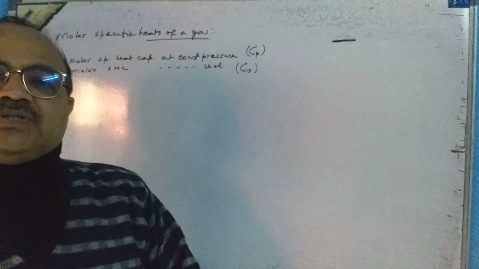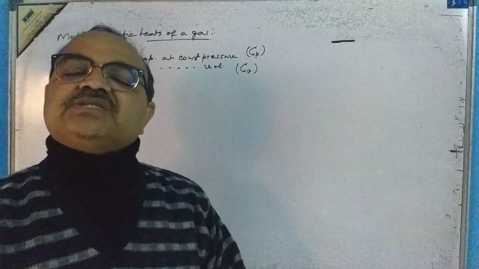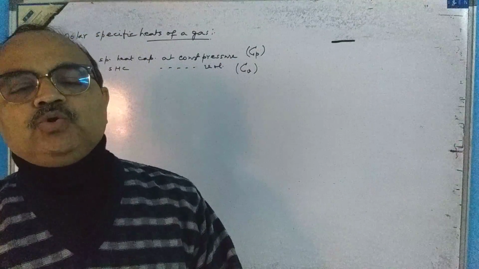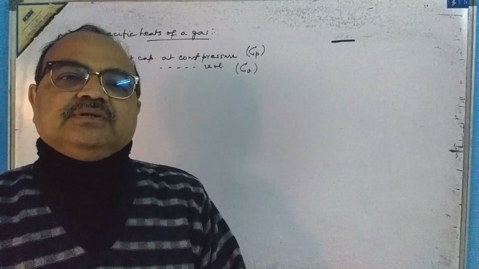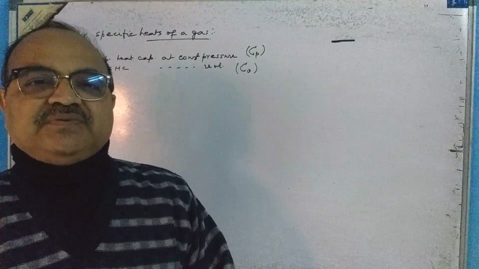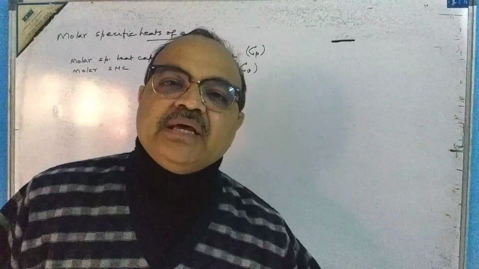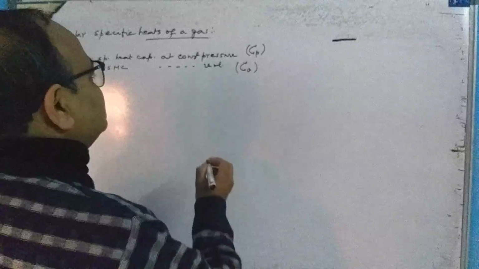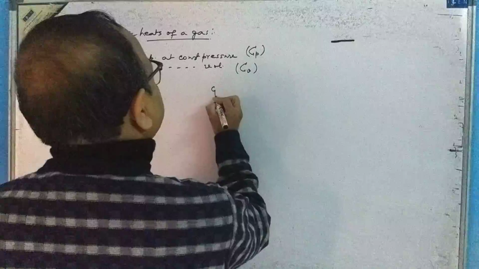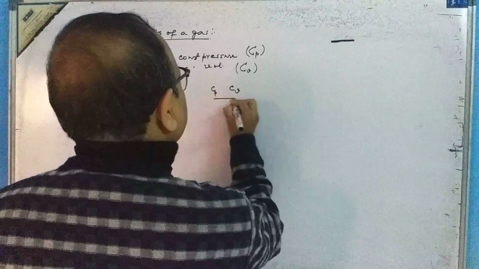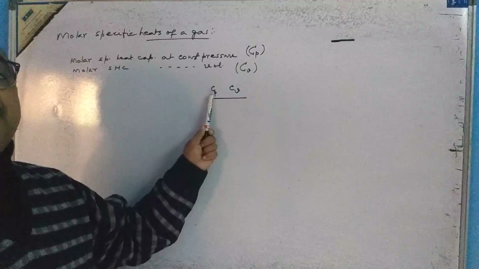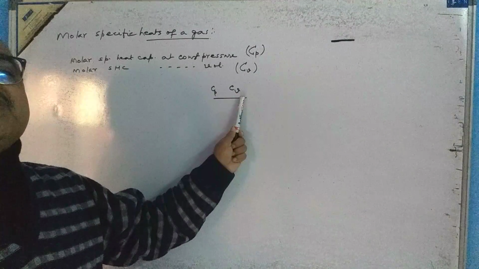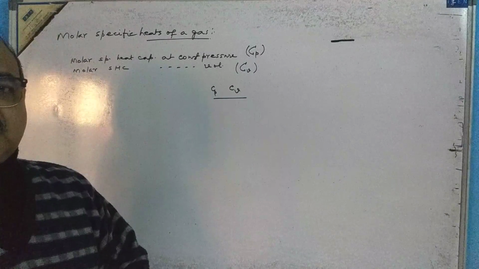Good morning, students. In our last class, we discussed two specific heat capacities. We also justified the reason why gases have two specific heat capacities. Just to remind you, we used small cp and small cv. One was specific heat capacity at constant pressure, another is the specific heat capacity at constant volume.